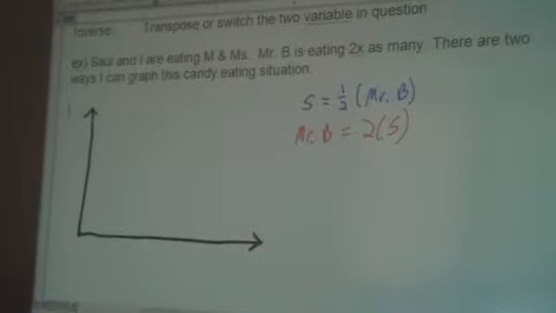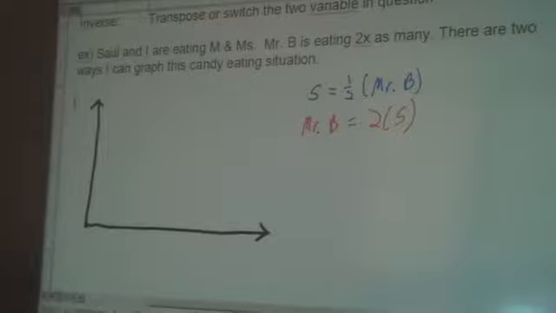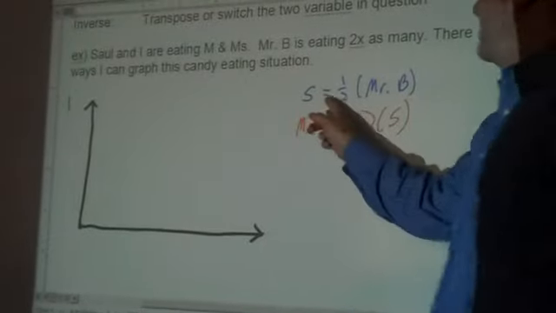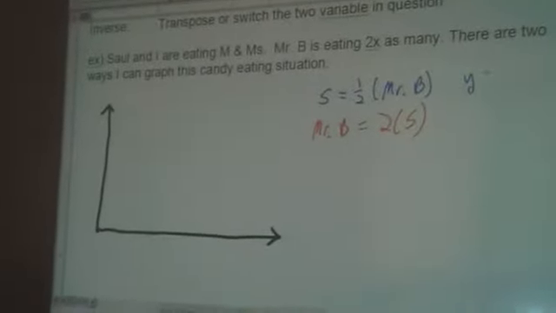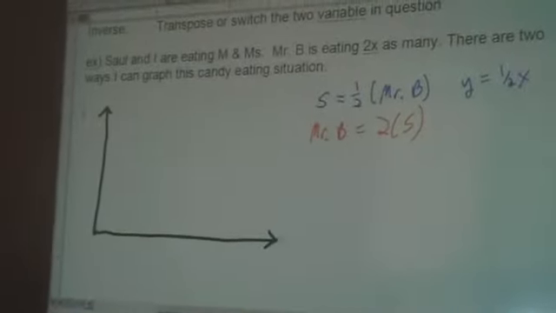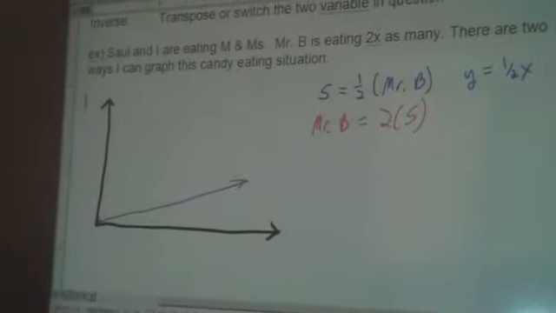Up 1/2. 1/2. Up 1/2, yeah. Just this line. If I change these into lines, this is going to be y equals 1/2 x, which goes through the origin and has a slope of 1/2. I'll write that as a line over here, and that's going to be a slope somewhere down there.